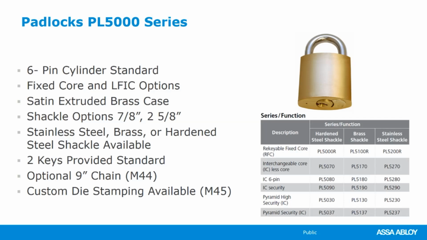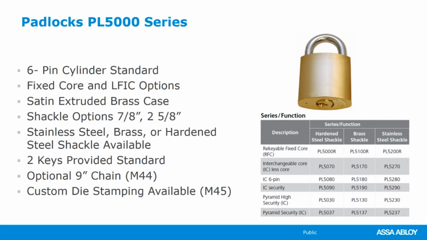We can give you an optional 9-inch chain. It's an M44 option. If you take a padlock off and put it in your pocket, you could walk away with it. With that chain, it's going to stay attached to whatever you attached it to, so you can't lose it. We offer these in fixed core and interchangeable core as well. And you'll see the part number changes based on a few things, and we'll talk about those in a minute.